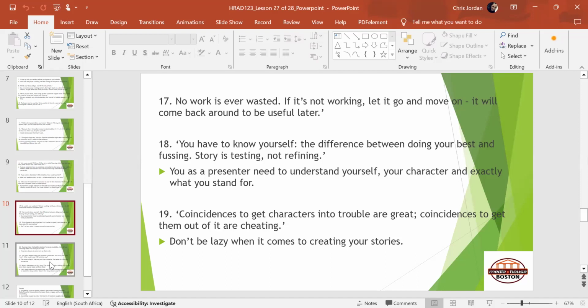18, you have to know yourself. The difference between doing your best and fussing. Story is testing, not refining. So you as a presenter need to understand yourself and character and exactly what you stand for. All right. So once again, you have to know yourself, the difference between doing your best and fussing is really where you sit and you are saying this is me, to quote another very famous musical, The Greatest Showman.